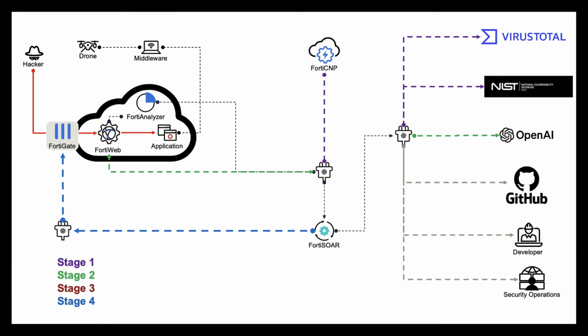FortiSOAR can then orchestrate the placement of a FortiGate in front of FortiWeb to block that malicious traffic until such time as FortiWeb can be updated, or the application can be updated to mitigate or not respond to those types of events, or not be vulnerable to those types of events.